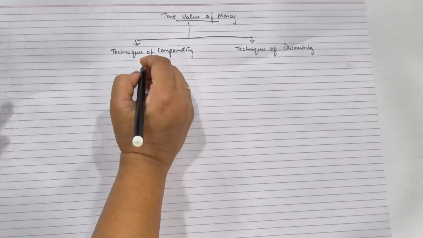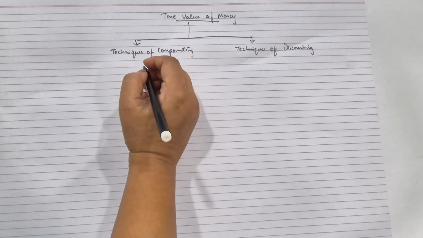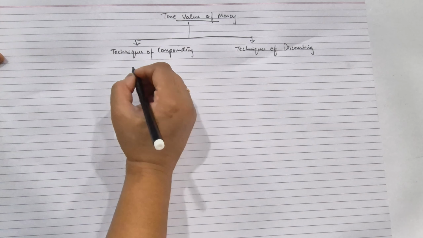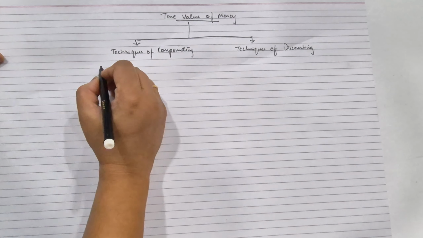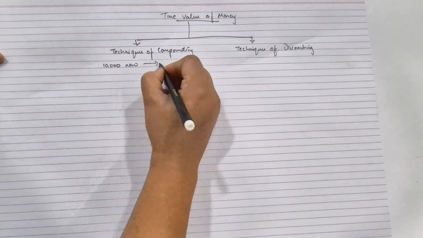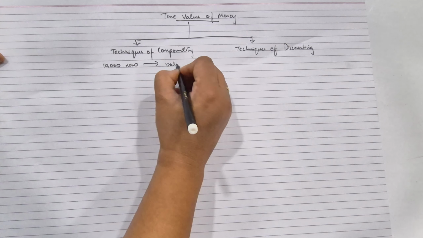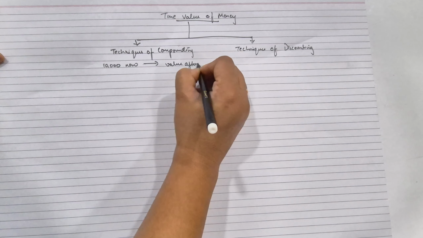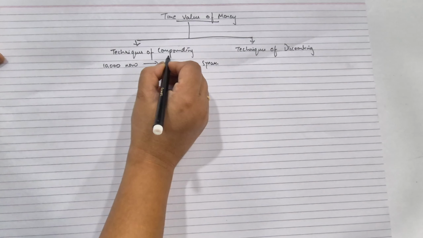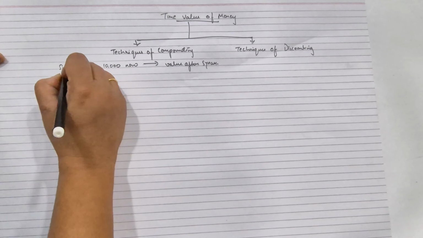Student, the technique of compounding is used when we have to calculate the future value of cash. Suppose we deposit 10,000 now, then what would be the value after 5 years? Then we will use the technique of compounding. This is a single cash flow.